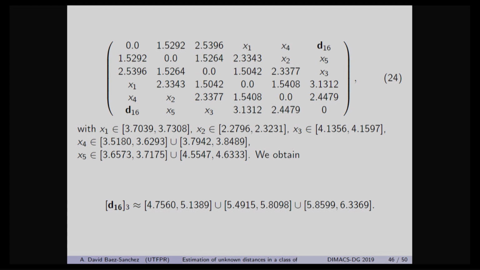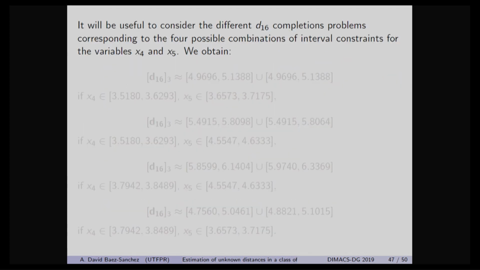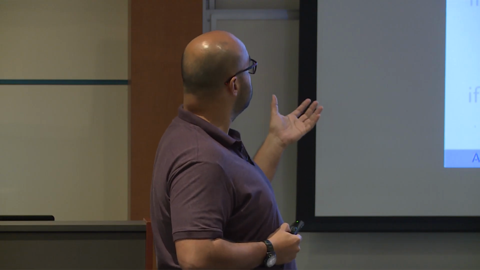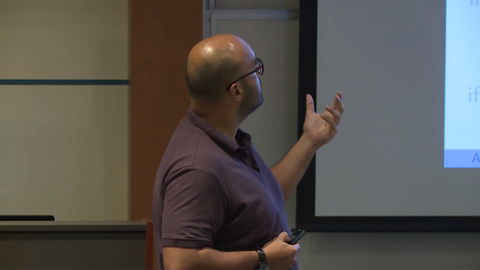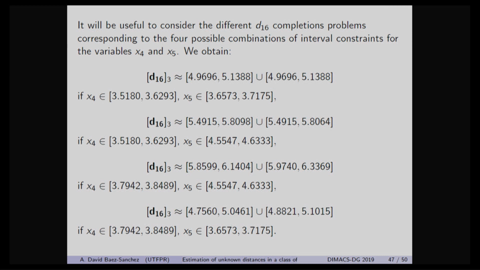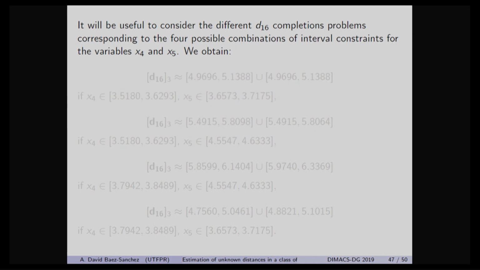This is the final estimation of this value D16, but let me show you how you can achieve this by taking, for example, X4 in one interval and X5 in the other interval and having this different kind of estimation. If you take X4 in one of the intervals and X5 in the other interval, you're going to obtain D16 like this. So in fact, you obtain a single interval. If you change the interval for X5, you obtain another interval estimation for D16, and so on. When you consider these sets and the overlapping between them, you obtain this interval. So this is the general idea.